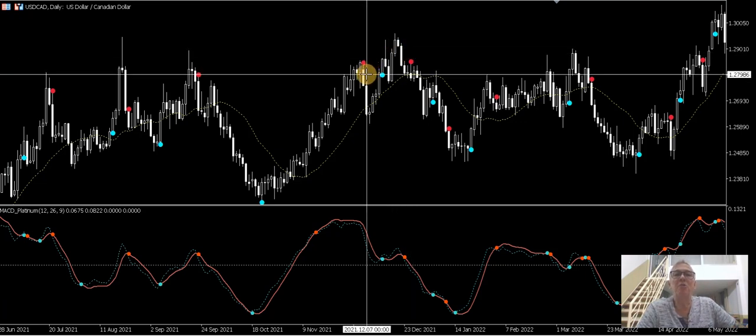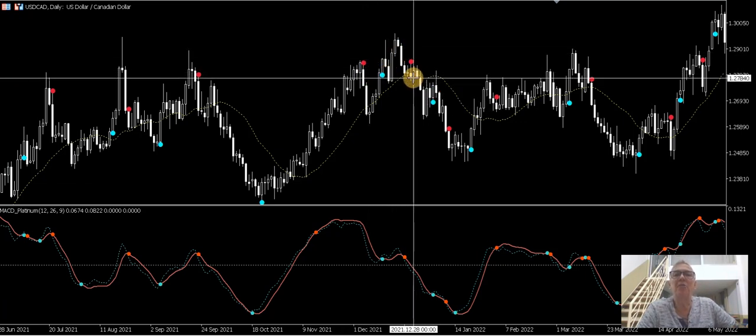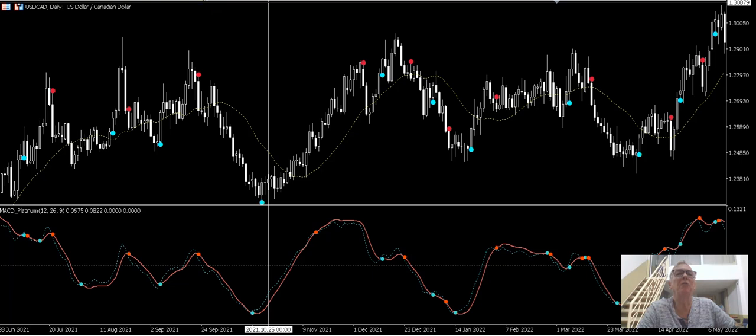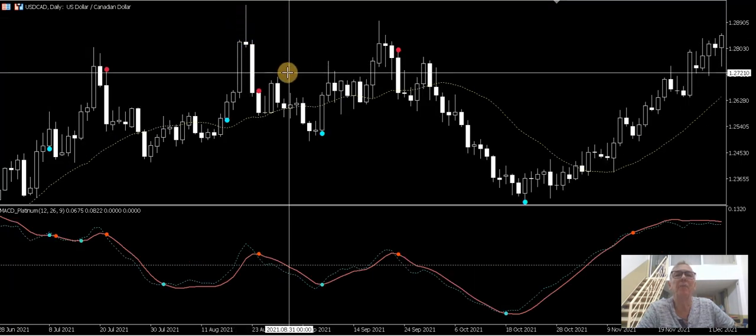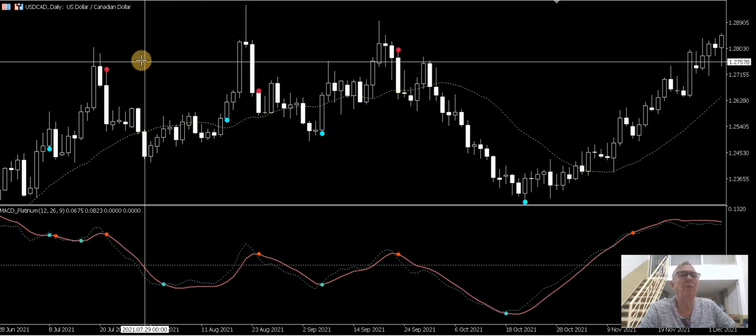So in this case, this one was 0.01. This second sell, I'll just make this a little bit bigger. We're in the right spot here. Where are we?